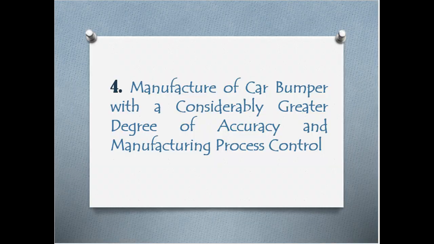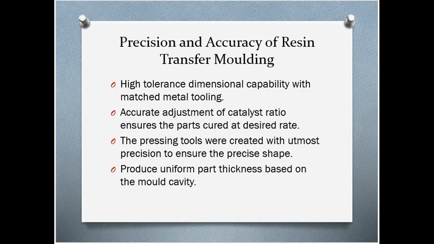Manufacture of a car bumper with a considerably greater degree of accuracy and manufacturing process control. Precision and accuracy of resin transfer molding: high tolerance dimensional capability with matched metal tooling. Accurate adjustment of catalyst ratio ensures the parts cure at the desired rate. The pressing tools were created with utmost precision to ensure the precise shape, producing uniform part thickness based on the mold cavity.